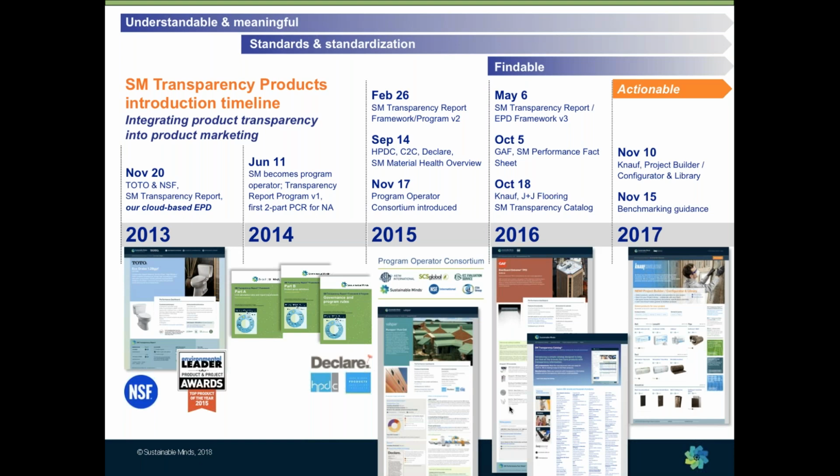And so I'm going to show you when we got started in 2013, why we got started focused on creating what we call a transparency report. It is a type 3 environmental declaration, meaning it is an EPD. Why we felt it was important to start with that deliverable, that market-facing document, and then go back from that learning, become a program operator, publish our governance document, make a lot of changes to the way we run our program. We were the first to introduce a 2-part PCR for North America.